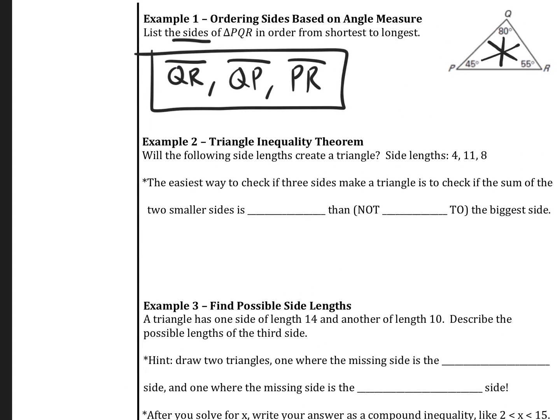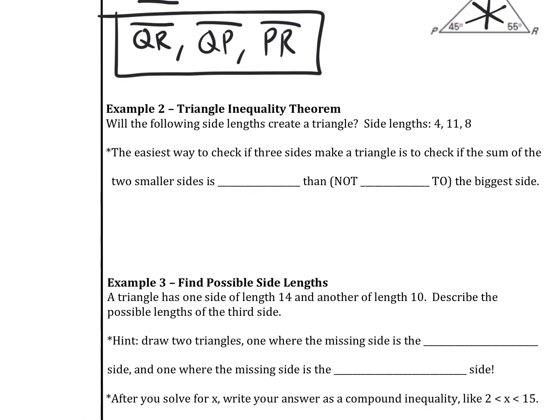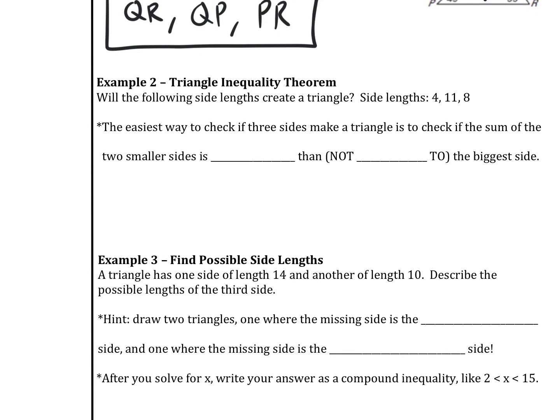Okay. So let's talk about example 2, triangle inequality theorem. It says, will the following side lengths create a triangle? We have side lengths 4, 11, and 8. I'm going to rearrange them. I'm going to write 4, 8, and 11 just to put them from smallest to biggest. Okay, so the way you tell if it's a triangle is to check if the sum of the two smaller sides is larger, not equal to, the biggest side. So what are the two smallest sides out of 4, 8, and 11? 4 and 8. So I'm going to do 4 plus 8 needs to be larger than 11.